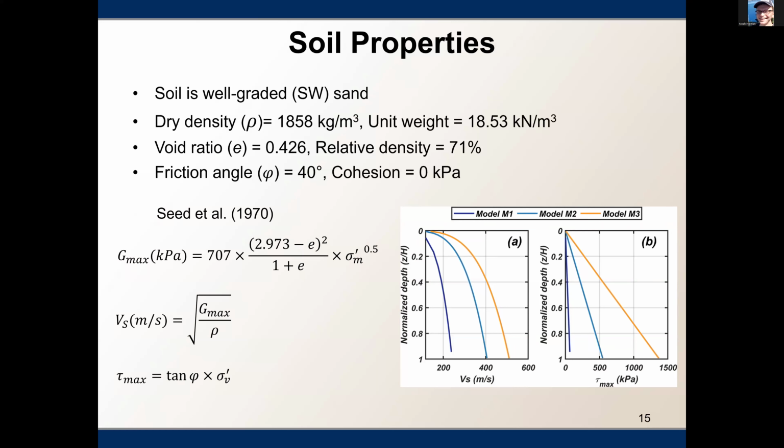The plot here shows the Vs profile and the shear strength profile with respect to the normalized depth, Z over H, where H is the height of the column. This is shown for all 3 models, M1, M2, and M3.